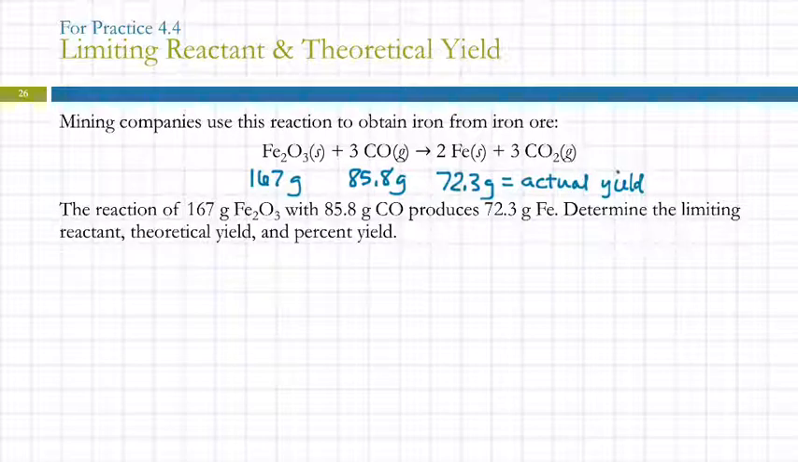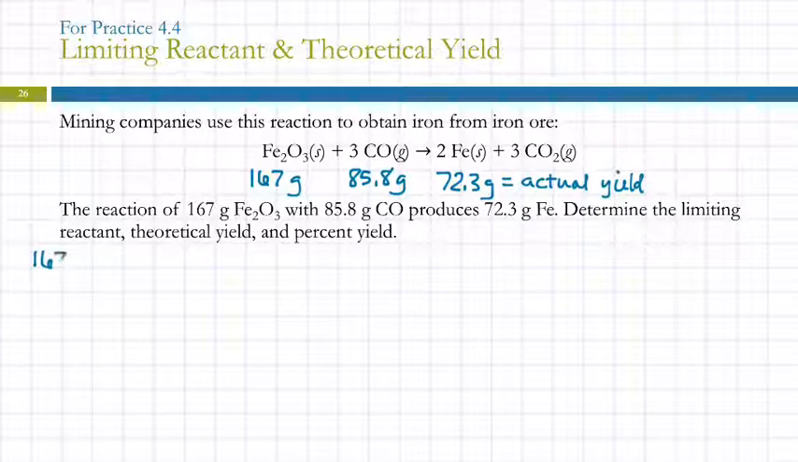Well, we kind of have to do the theoretical yield first, right? We'll take this amount of Fe2O3 and figure out how much iron we could make. And we'll take this amount of CO and figure out how much iron we could make. And the one that gives us the smaller number is the limiting reactant. And the smaller number is the theoretical yield. So let's do that.